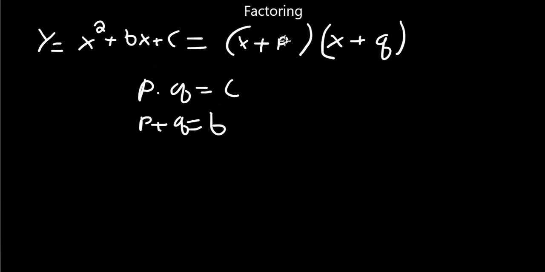This is because this number times this number is the only number that will not have an x with it. So this is the term in the equation that does not have an x. And if we do x times q plus x times p, then the term that has the x with it will have to have the p and q add up to b in order for it to work out properly.